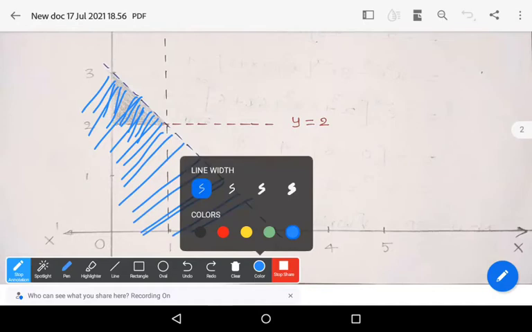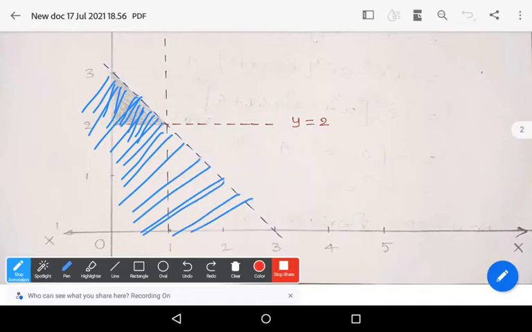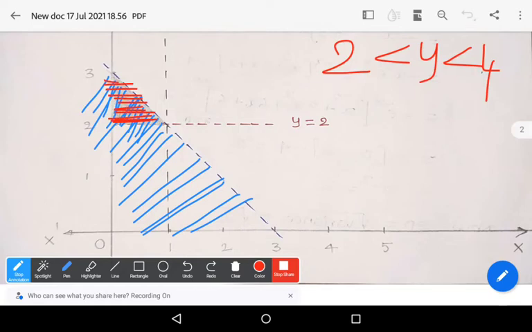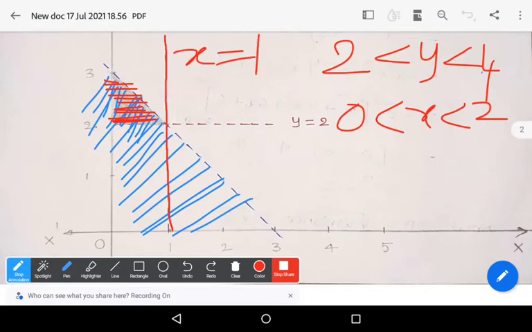But actually the original limits have y starting from 2, because 2 < y < 4. So this is the y region; y starts from 2. And x goes from 0 to 2, 0 < x < 2. So what is the lower bound? The line x = 1 is a straight line that intersects y = 2 here. And this is the common area for the required conditions.